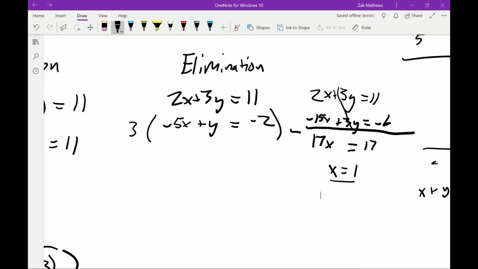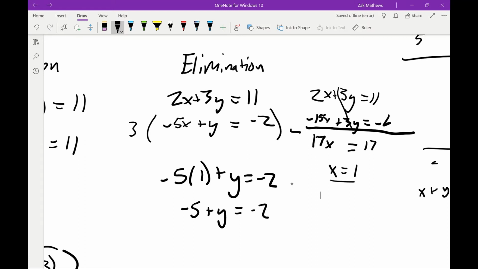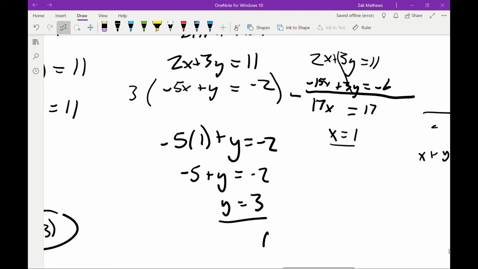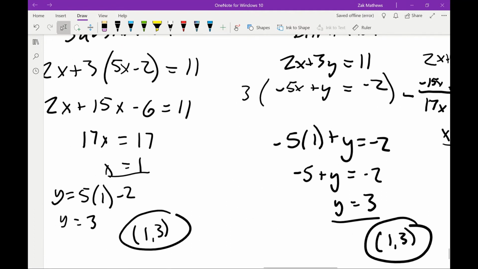And I'm going to choose the one that looks easier in my opinion. That would be the second line, because there's only a 1y there. So I'm going to plug that 1 in for the x. Negative 5 times 1 is a negative 5. Now I'm going to take that 5, add it over to the other side, and I get a 3. And so we have solved this now. It is the point (1, 3), and that's exactly what we saw a second ago. So we do end up with the same solution.